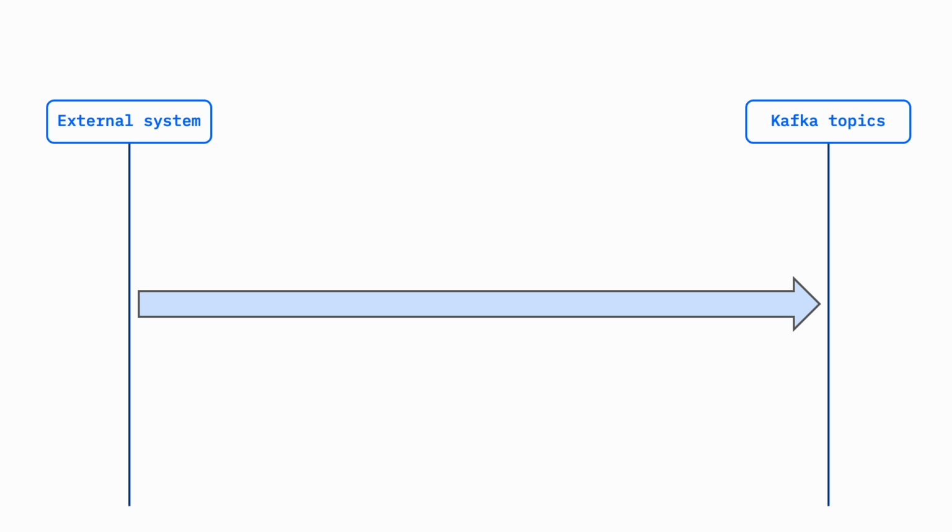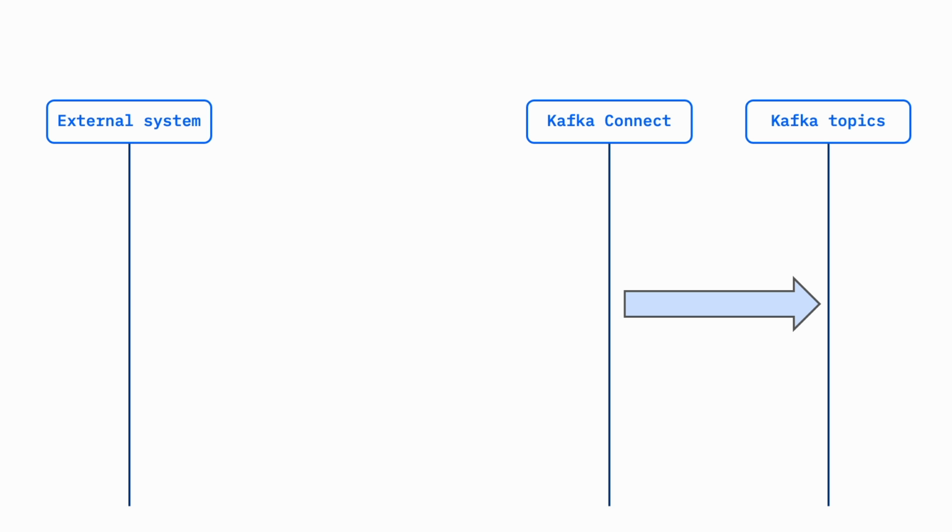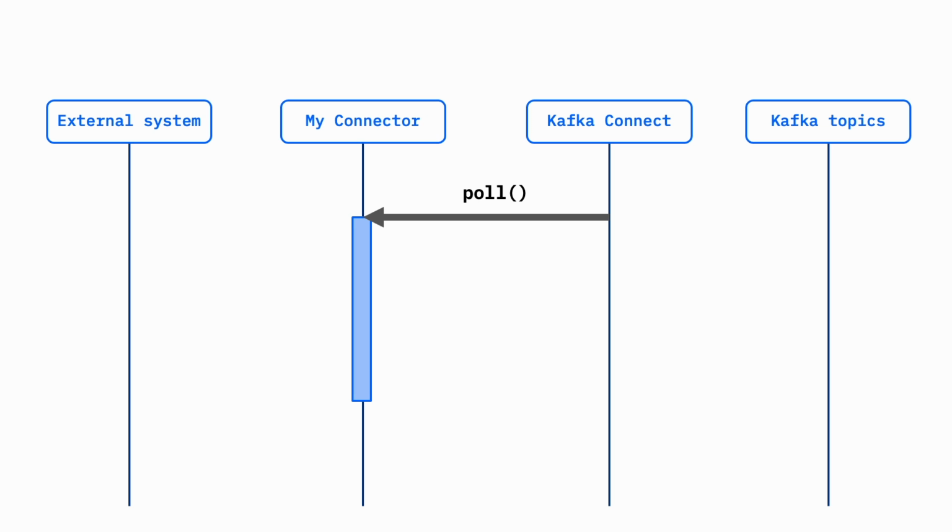There's no point in every one of the hundreds of source connectors out there having to re-implement how to reliably deliver messages into Kafka, because of course all source connectors would have otherwise needed to do that. Instead, Kafka Connect handles getting the events into the Kafka topics, and it gets the events that it delivers to the Kafka topics from our connectors. It does that by calling a poll method. So that means my connector doesn't have to worry about the details of talking to Kafka. I just have to implement a poll method, and then Kafka Connect will call it when it's ready.